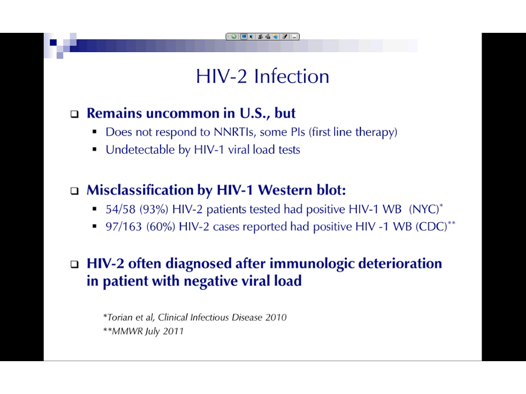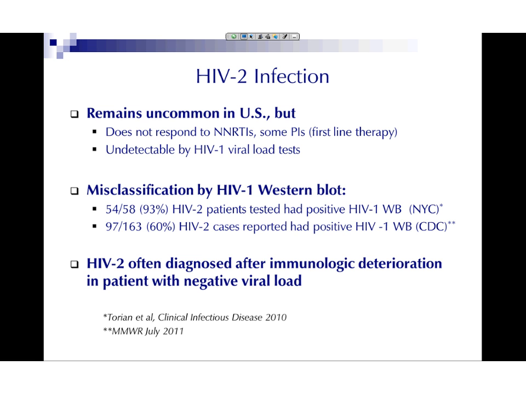What we didn't realize earlier until we studied this a little further is that HIV-2 tends to be misclassified by the HIV Western blot, so that in New York City, where they looked at their patients who turned out to have HIV-2, 93% of the patients who had a Western blot done had an interpretation that was positive for HIV-1. Of the HIV-2 cases that were reported to CDC, 60% of those who turned out to have HIV-2 had an HIV-1 Western blot that was interpreted as positive for HIV-1.